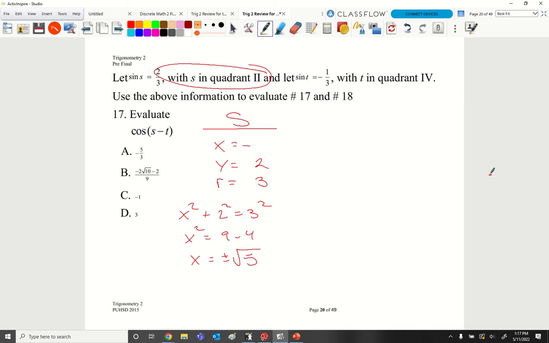I am going kind of quick on this because I do have to finish the rest of this by the end of class, so I am skipping some steps. Now, since we know this is in quadrant 2, my x has to be negative, so it's negative radical 5. Now the next one here, okay.